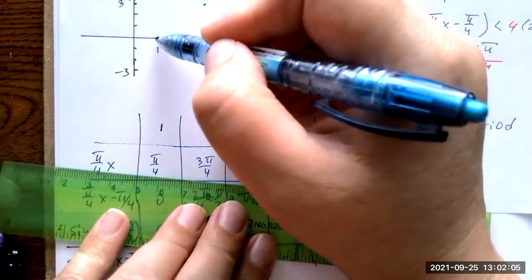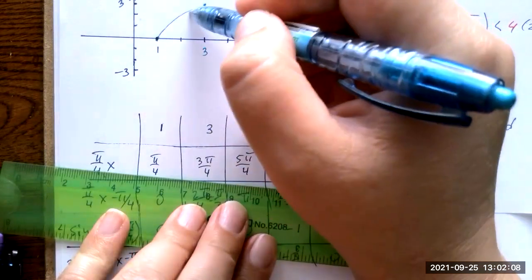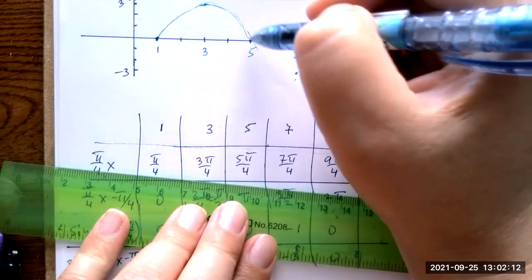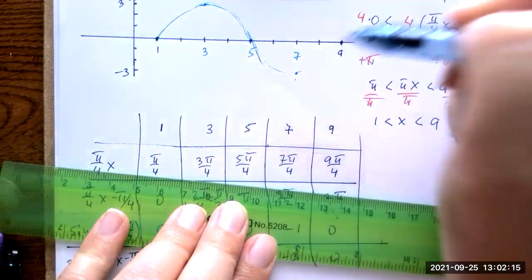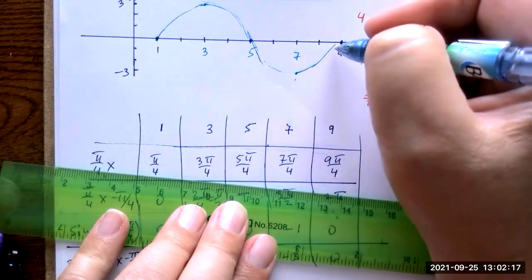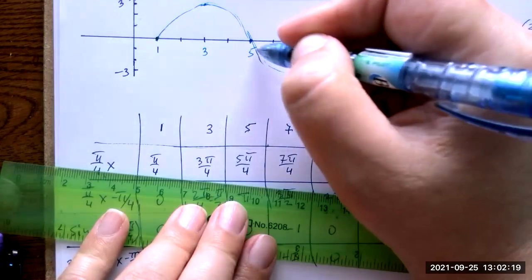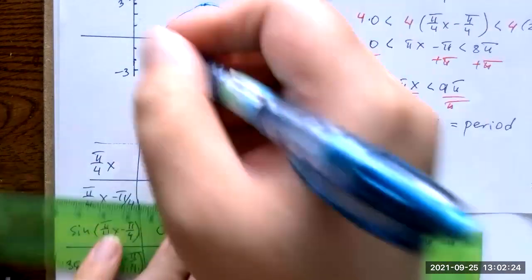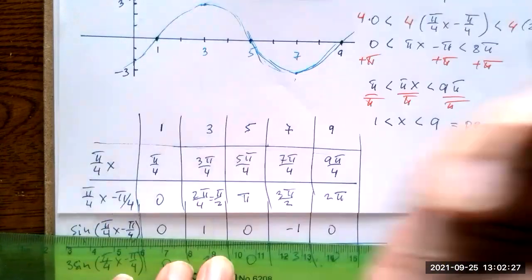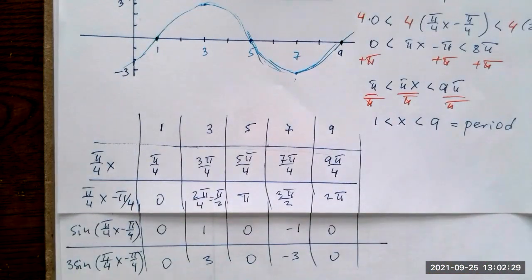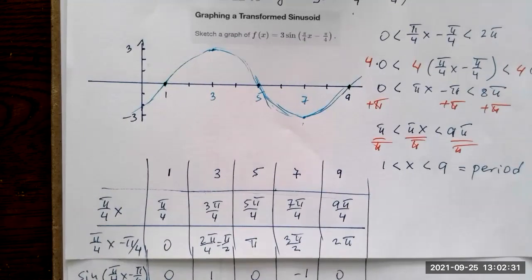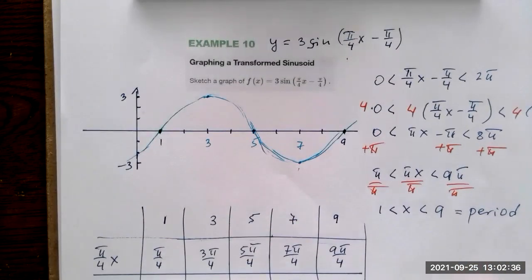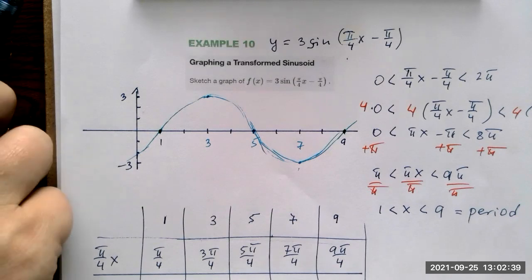All right, so now I'm ready to draw my wave. And here it is. And again, this is one loop. This is one period, and we can continue in this way. So this is it. This is the alternative way of graphing your modified sine and cosine. Let me know if you have any questions.